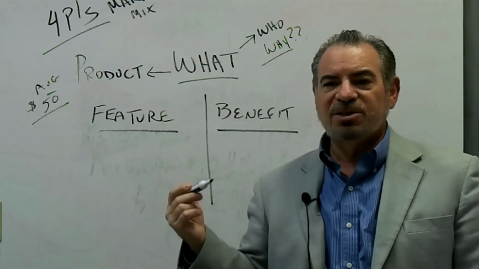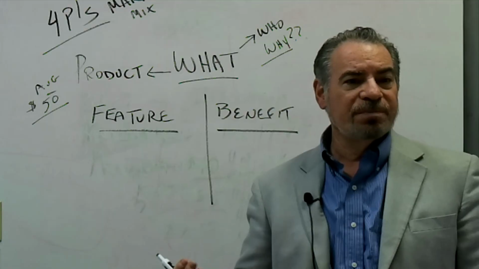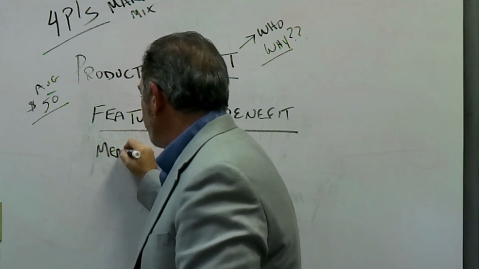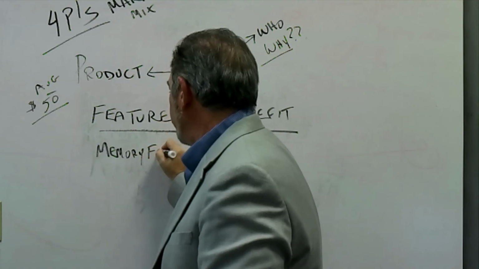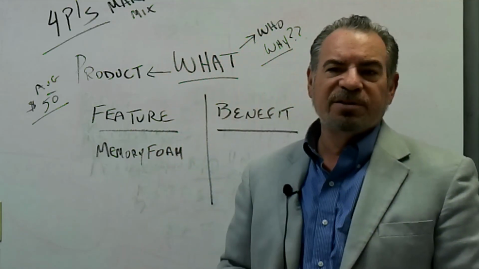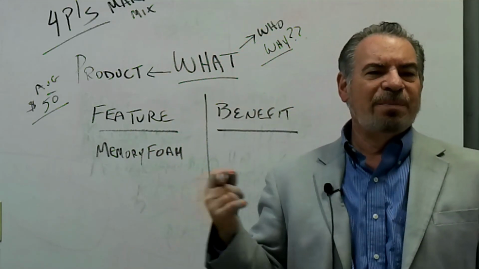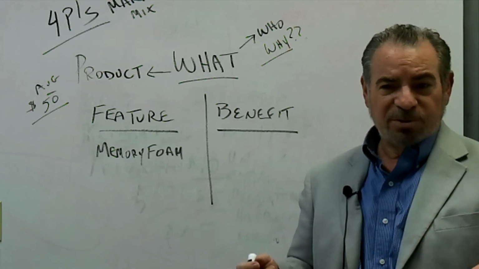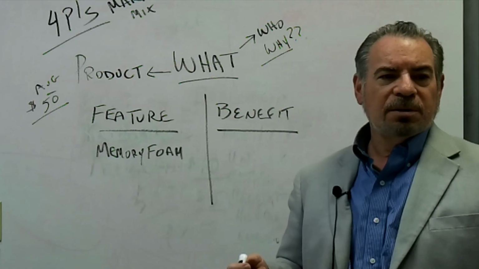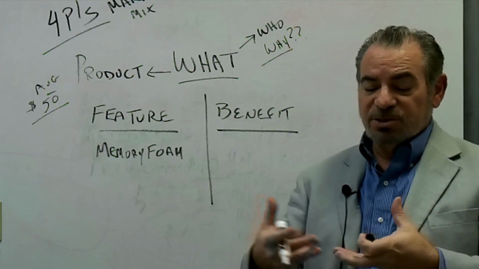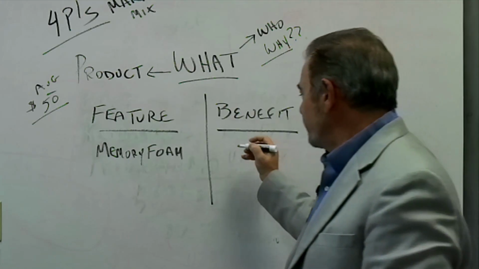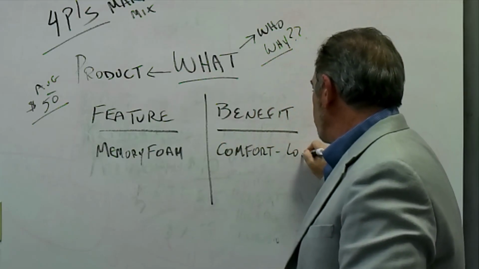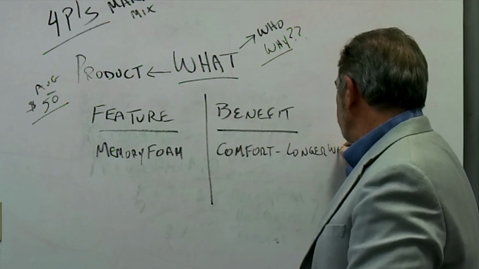The benefit is what you get from that feature. So in this case, we said memory foam, right? Memory foam. That is the feature of the sneaker, memory foam. What is the benefit you get from a memory foam sneaker? Comfortable shoes. What else? I guess no stress, right? So it's more comfort, okay? Maybe longer wear. Okay, longer wear, let's say.